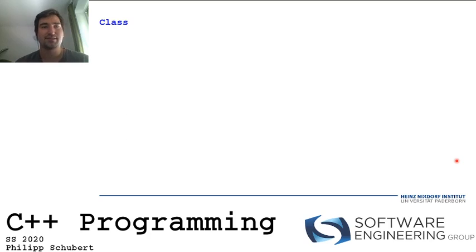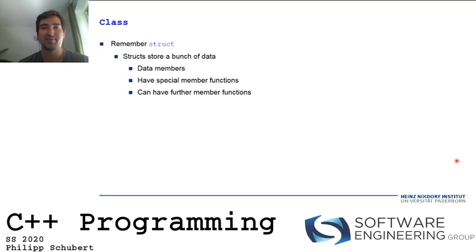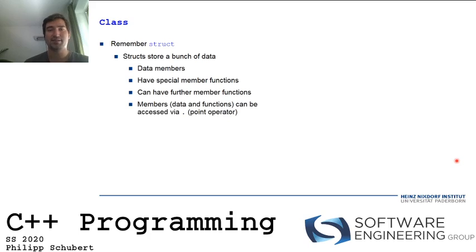Okay, now we discussed structs. So what about class? If you hear about object-oriented programming and all that good stuff, it's all about classes. So please, once again, remember structs. Structs can be used to store a bunch of data members. They also have special member functions, and they can also have additional member functions which are not special member functions. All the members of a struct, data or functions, can be accessed via the point operator. And of course, special member functions are called at special places automatically, so you don't have to call them explicitly.